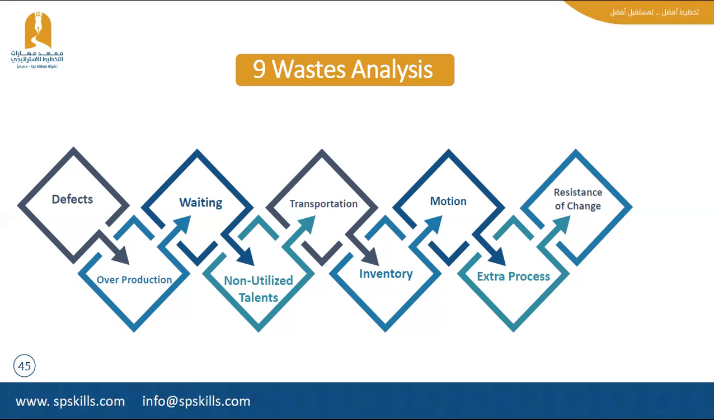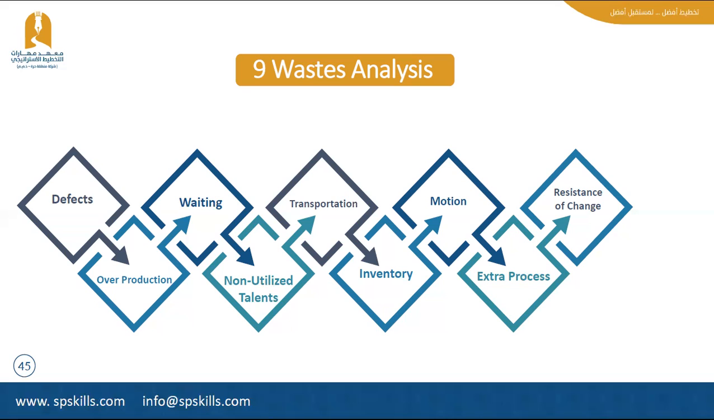Waste number 5 is transportation. The Japanese define transportation as the transfer or movement of materials. So it's not related to people, it's related to material. We transfer or move the material, either raw materials or end product, from one point to another. We should look at our transportation. Do we use the shortest way? If we use more than that, this is a loss and a waste.